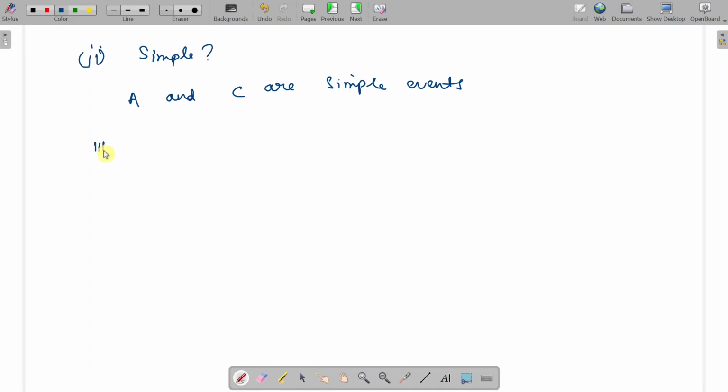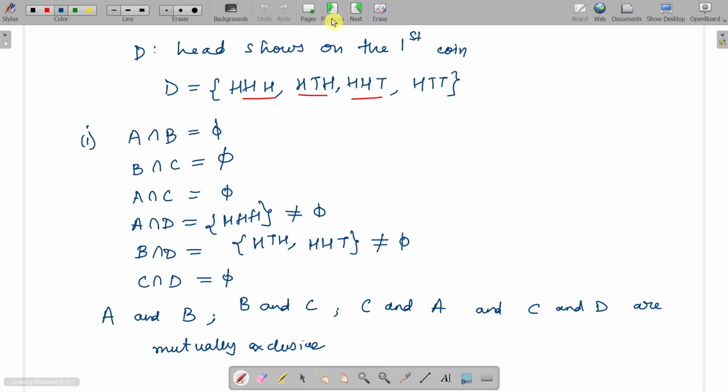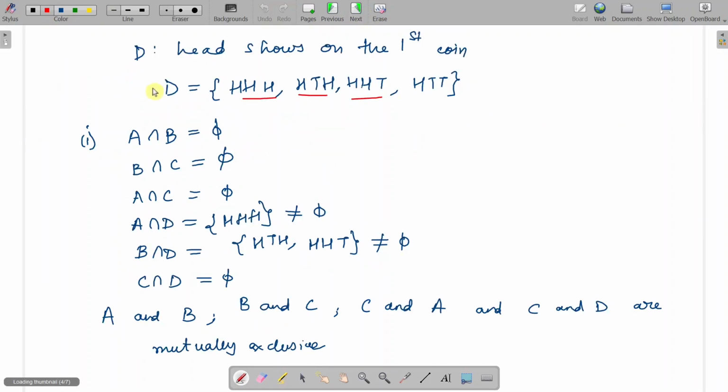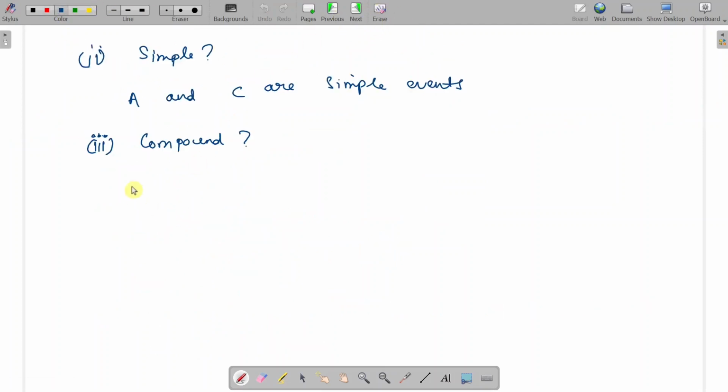Now let us go to the third, that is we have to tell which events are compound events. So compound events means the events which contain more than one element, okay. So you can see that B contains more than one element. There are 3 elements. D also contains more than one because it has 4 elements. So B and D are compound events, okay. So this is the answer of the fourth problem.